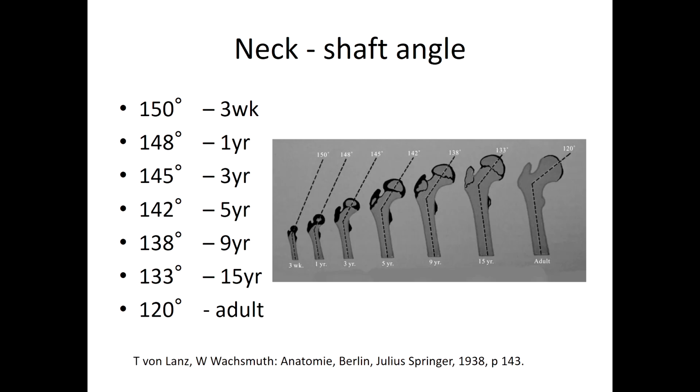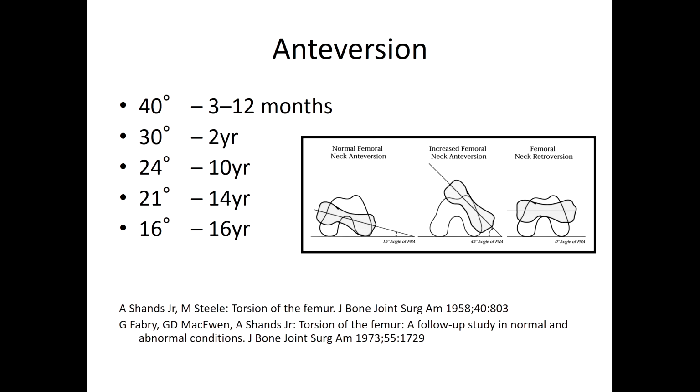What about the neck shaft angle? It's not the same from birth. Okay, so at birth it's quite valgus, 150 degrees, and it goes on over time, and these are all normal values which are available from the books. And in the adult, the normal is around 127, but you've got your standard deviation from 120 to 135 degrees at 2 standard deviations normal.